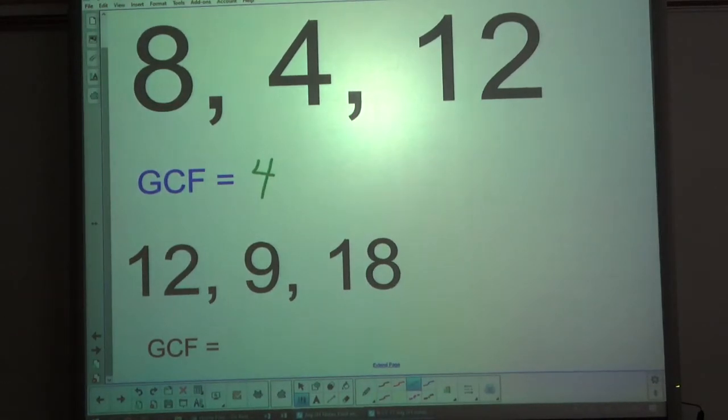Our next one, 12, 9, and 18. The biggest number that fits inside of 12, 9, and 18 would be 3. 3 goes into 9 3 times, 12 4 times, and 18 6 times.